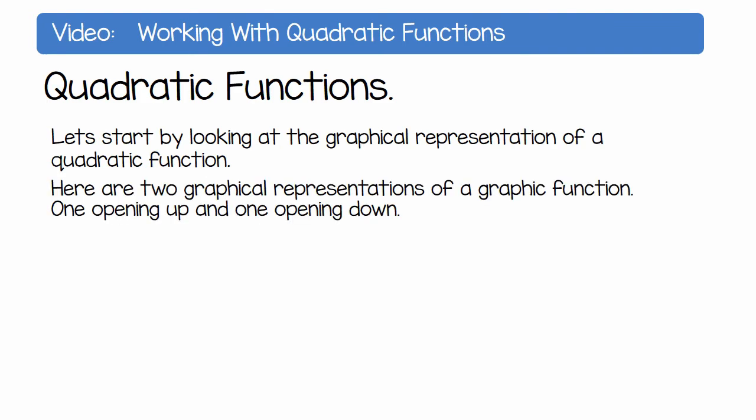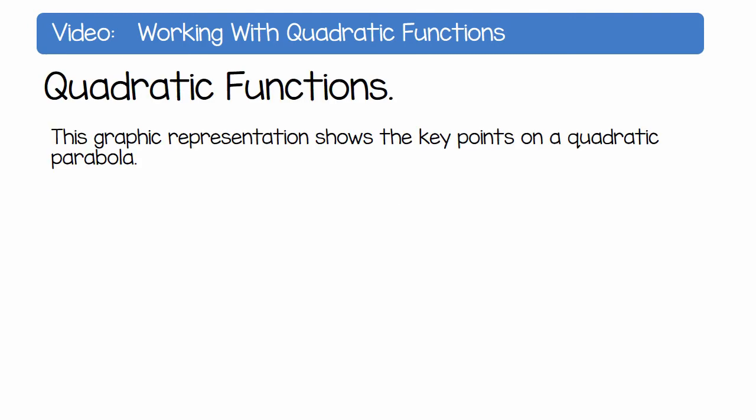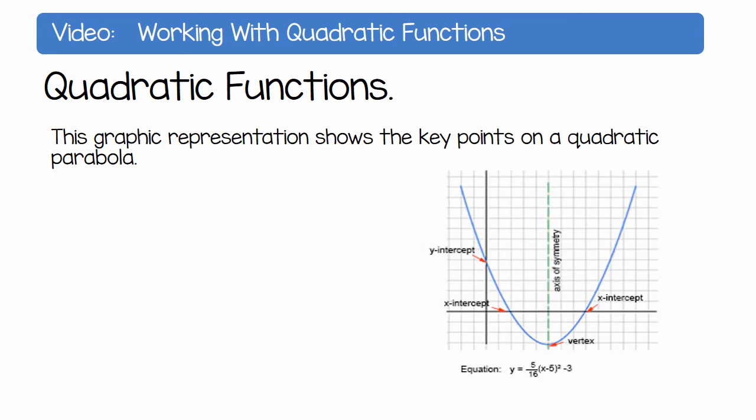Now, let's start by looking at the graphical representation of a quadratic function. Here are 2 graphical representations of a quadratic function. 1, it's opening up. 2, it's opening down. The graphical representation shows the key points of a quadratic parabola for a given equation.